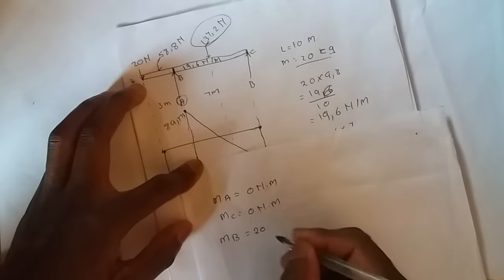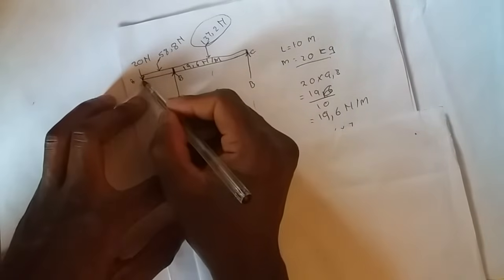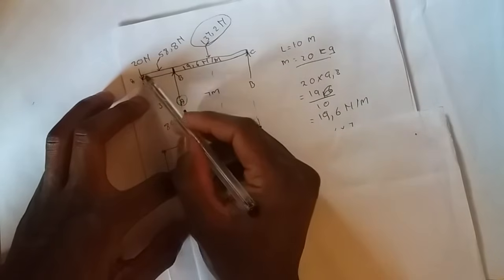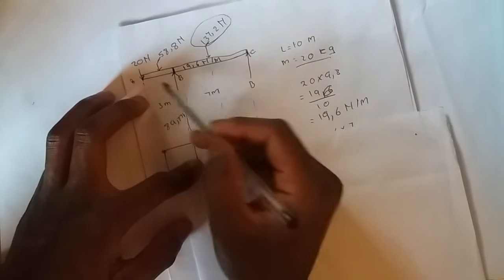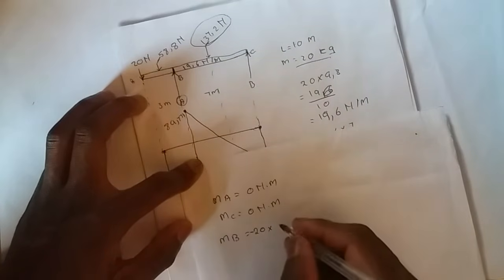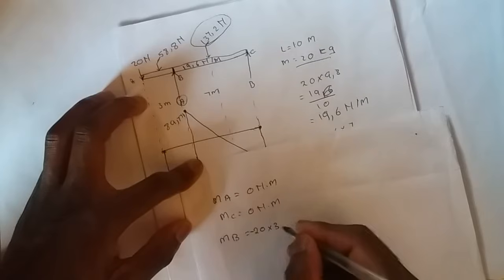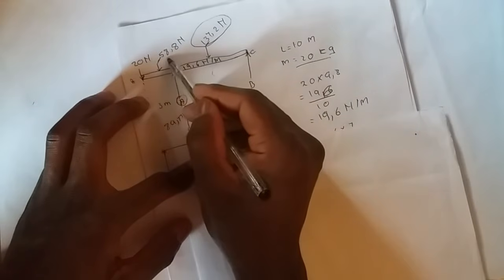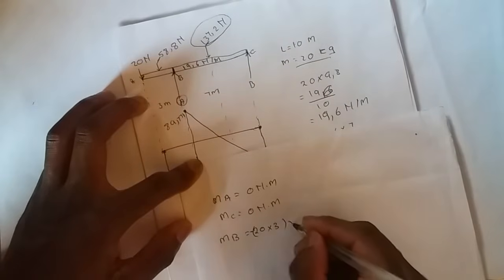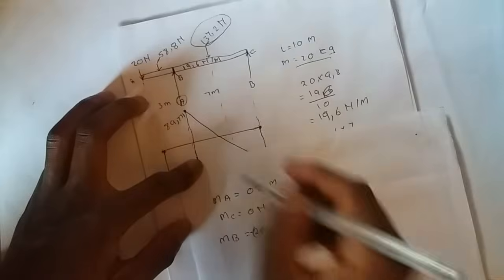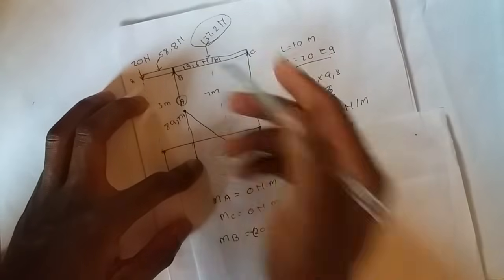We will say 20, and since 20 is going down, it will be a negative 20. The distance between this force of 20 and our point B will be 3 meters. And then we also consider this. It will be negative, since this is also going downward.